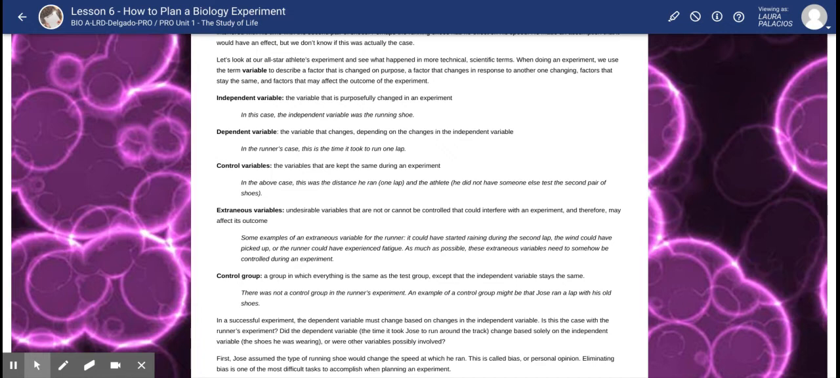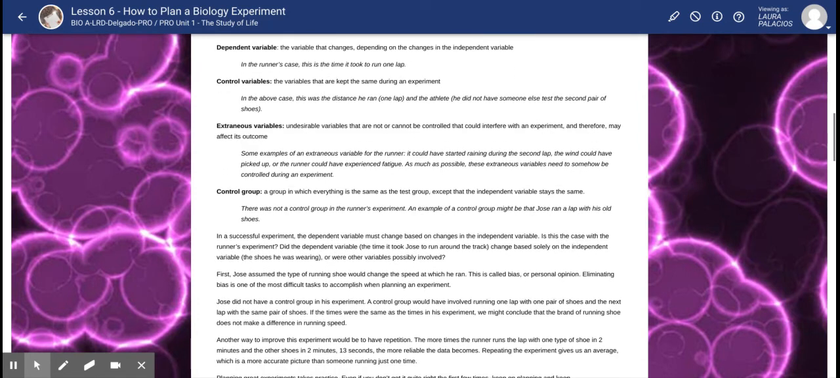Extraneous variables, undesired variables that are not or cannot be controlled, that could interfere with an experiment and therefore may affect its outcome. It says some examples of an extraneous variable for the runner: it could have started raining during the second lap, the wind could have picked up, or the runner could have experienced fatigue. As much as possible, these extraneous variables need to somehow be controlled during an experiment.